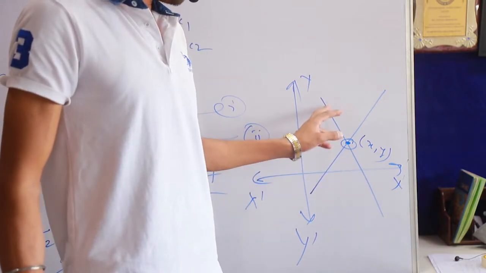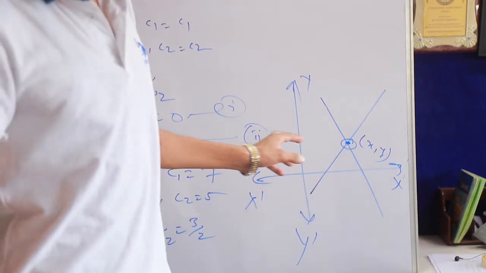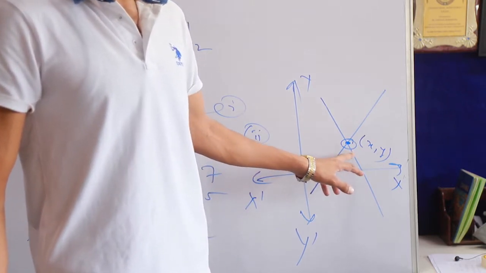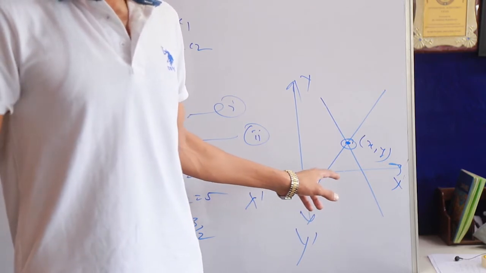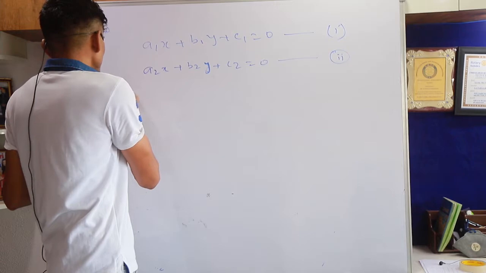That means the graph of one equation will intersect the graph of the other equation at only one point. The point may be in the first quadrant, the second quadrant, the third quadrant, or the fourth quadrant. Anywhere you will get it. Case 2.